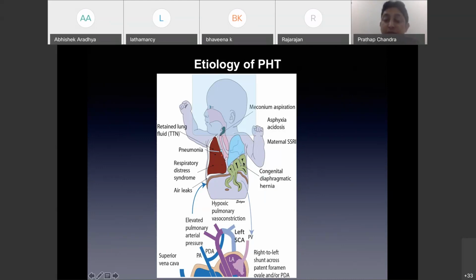And also nowadays we see more and more birth asphyxia. Birth asphyxia in itself causes severe pulmonary acidosis as well as increased pulmonary vascular resistance. So all this will worsen the pulmonary hypertension. And these are some of the causes of pulmonary hypertension. So I will give you a little bit more detailed version of this when you look at the pathophysiology.